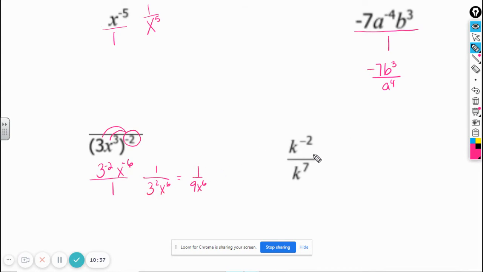Okay, I have a negative 2 up here. This one's positive, so this one's just going to stay where it is. It's not going to change. But I've got to move this k to the negative 2 and put it down here, and k to the 7th. So now I have k to the 9th power, and you can't have a fraction without a top. So put a 1 on there, okay? All right.